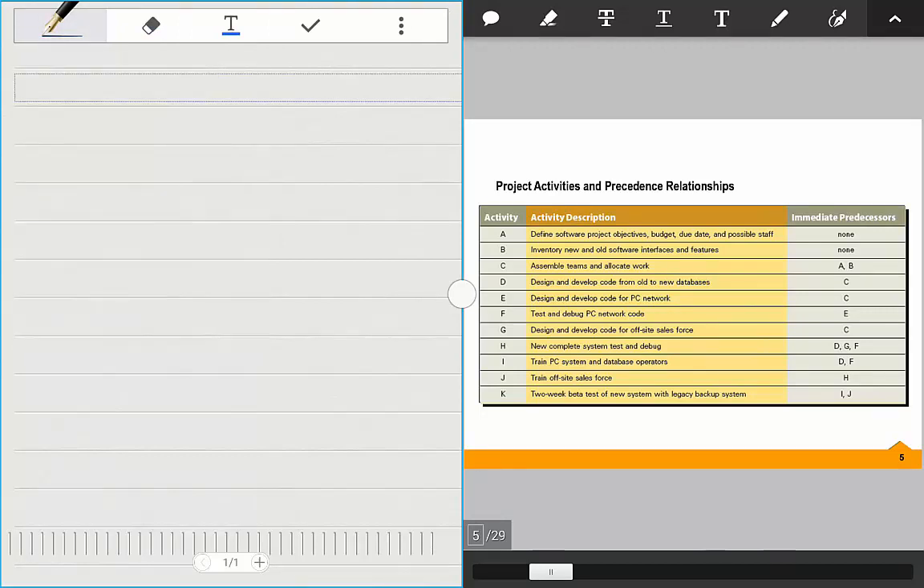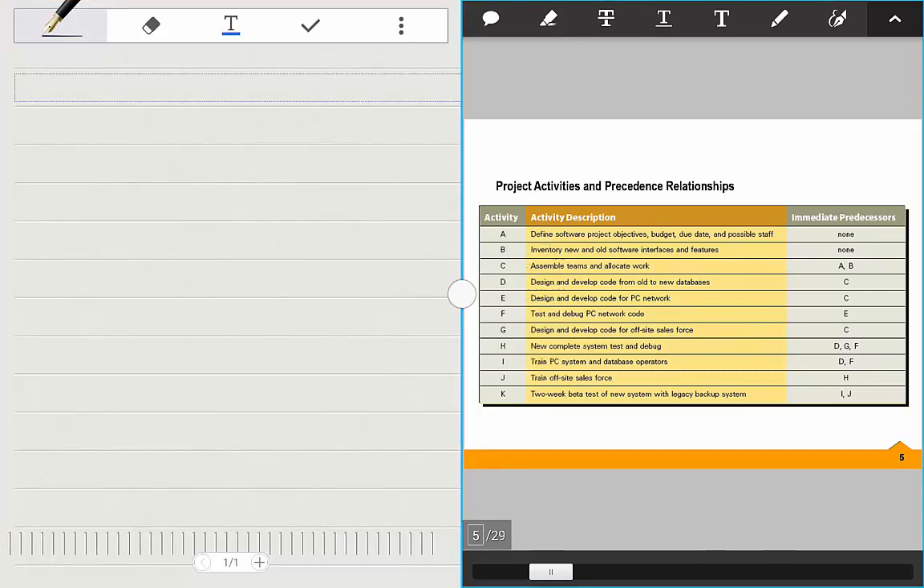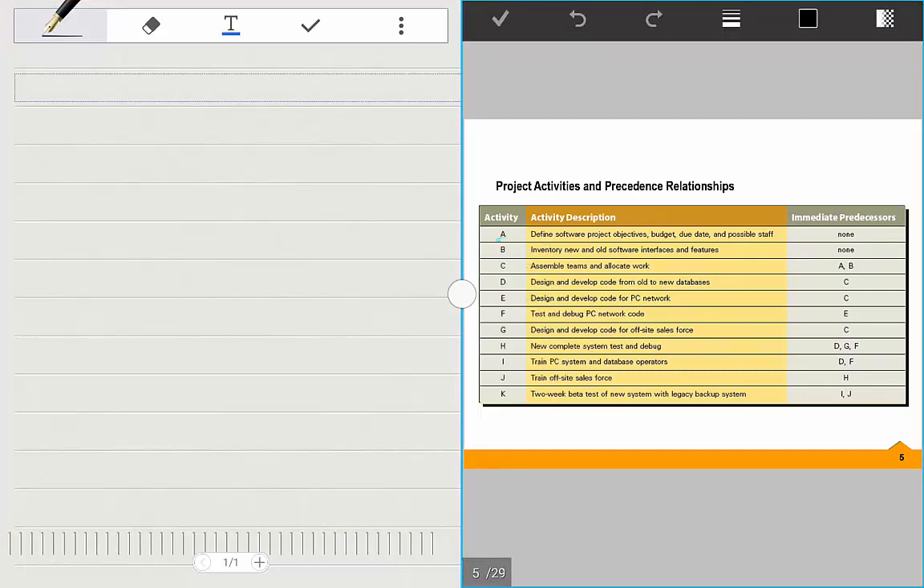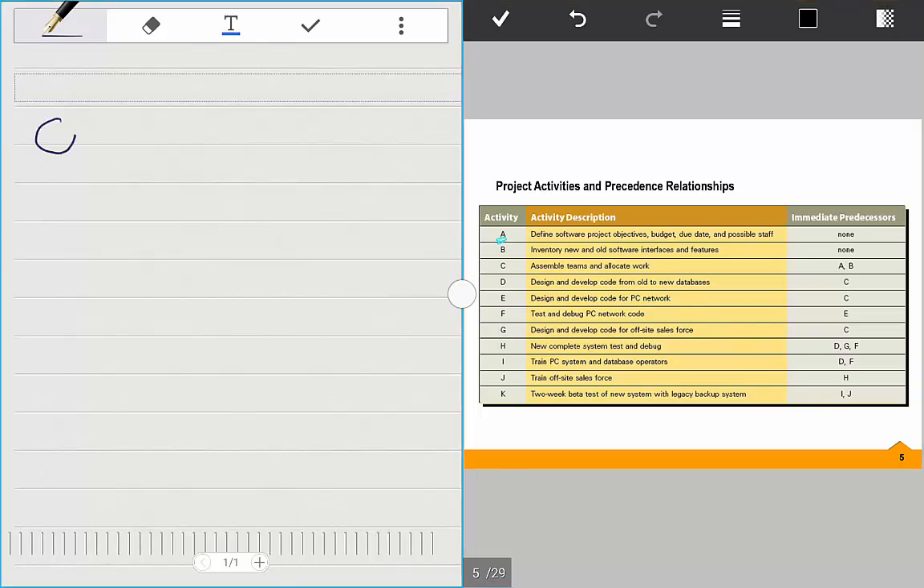What that involves is knowing what the activities are and knowing the immediate predecessors, the activities that need to be done before you can get started on a given activity. Okay, so the way of getting started with the project network is this. We have A through K activities here. To make it easier, we'll make a circle for each activity.